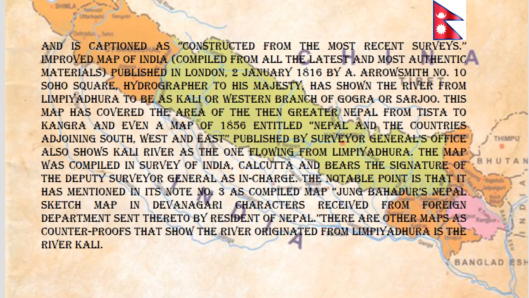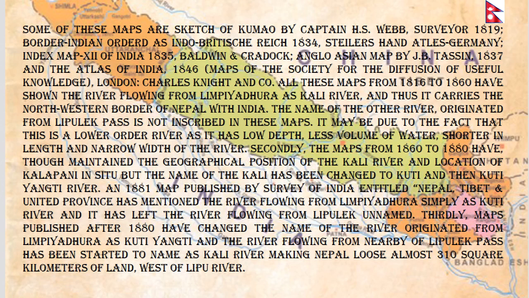There are other maps as counter-proofs that show the river originated from Limpi Yadhura is the river Kali. Some of these maps are sketch of Kumau by Captain H.S. Webb, Surveyor, 1819; Vorderindien Order das Indo-British Reich, 1834; Steelers Hand Adels Germany, Index Map 12 of India, 1835; Baldwin and Craddock, Anglo-Asian Map by J.B. Tassin, 1837, and the Atlas of India, 1846; Maps of the Society for the Diffusion of Useful Knowledge, London, Charles Knight & Co.